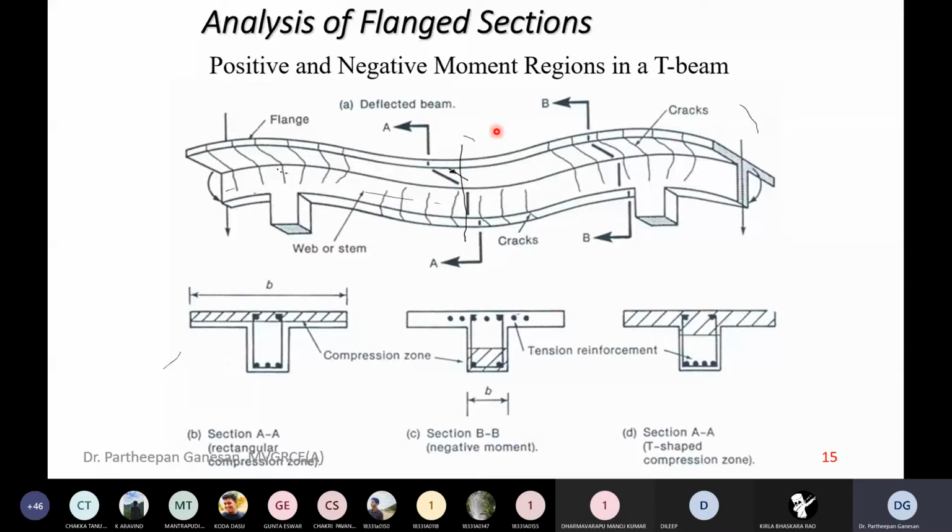So this one, what is the difference between a sagging bending moment and a hogging bending moment?